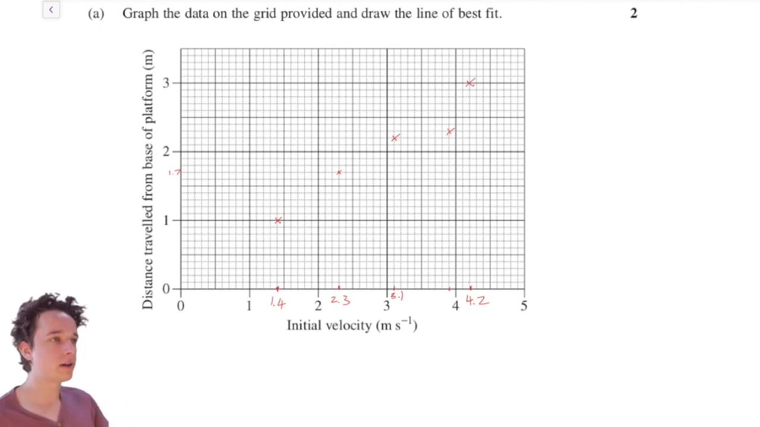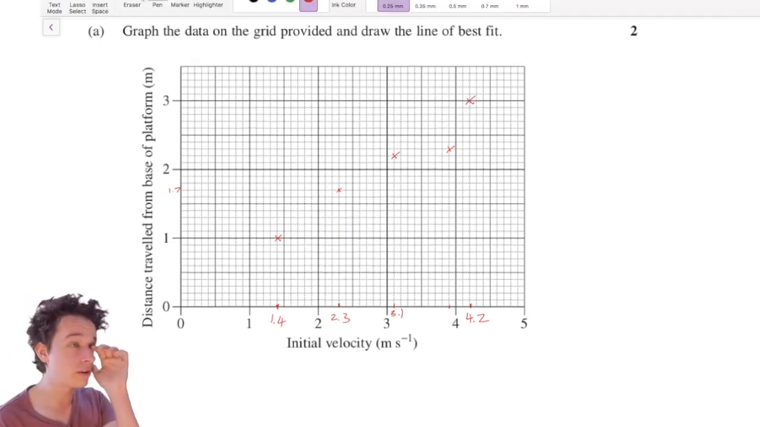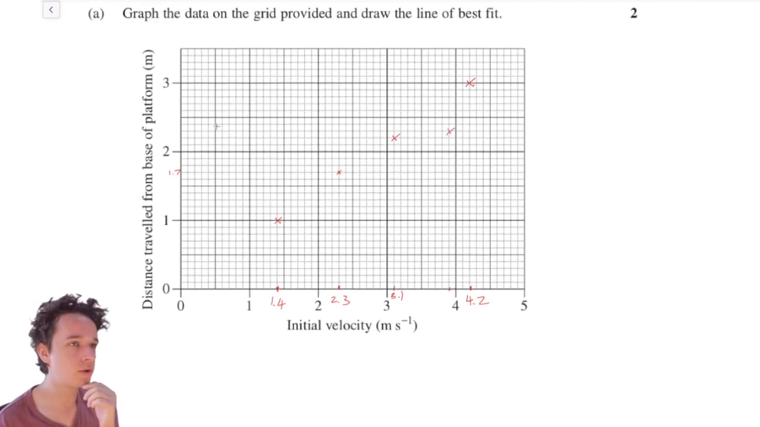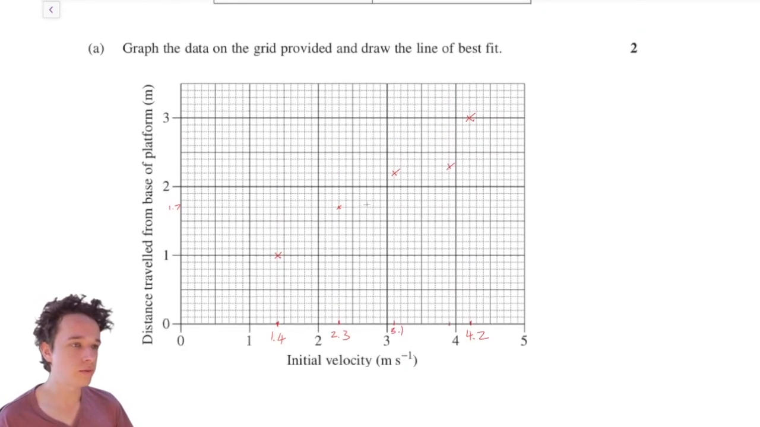So now we've graphed the data. You might want to double check it. I'm pretty confident that that is correct. Draw the line of best fit through this data. So remembering that the fourth data point is an outlier, we're just going to ignore that when drawing a line of best fit.